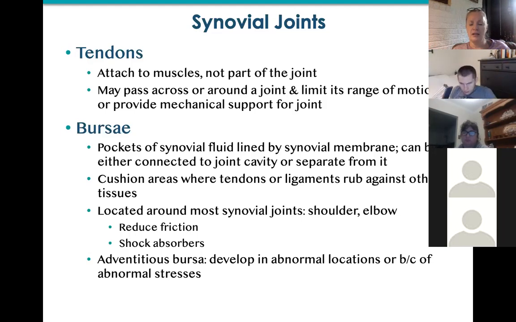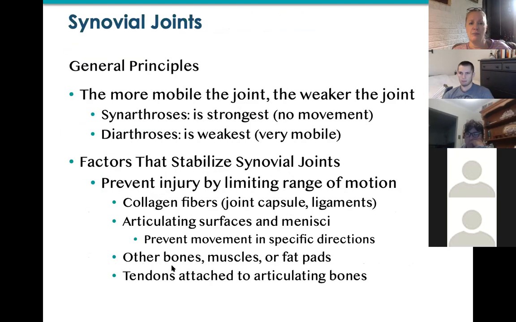These, like I said, are located around almost all synovial joints. We'll see today there's lots of bursa in your shoulder as well. And adventitious bursa are the bursa that I just spoke about that will develop in abnormal locations because you're getting abnormal stresses. Maybe something happened and you have developed one leg shorter than the other, and so you walk with a limp. So you might develop bursa in some places that normally you wouldn't have had them, because of the continued friction over time.